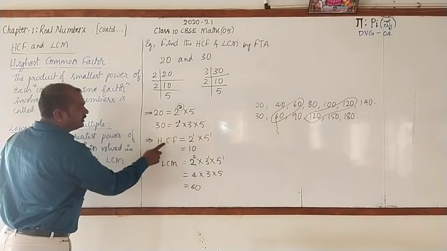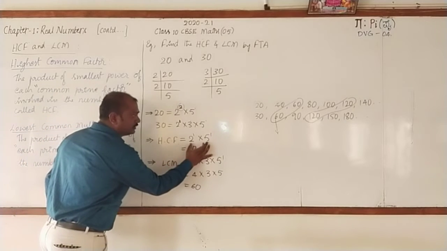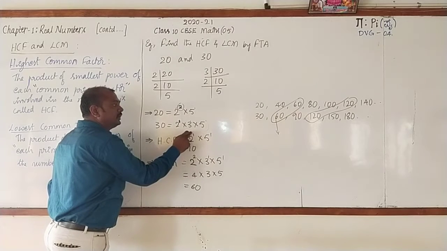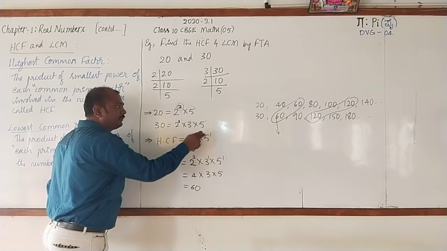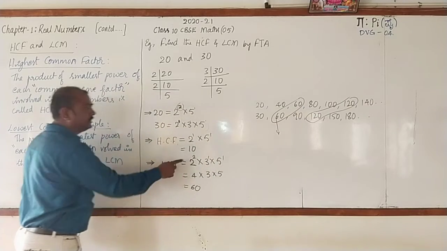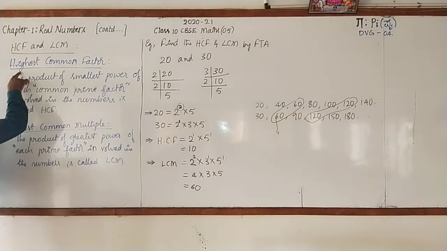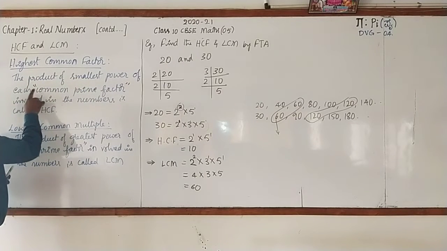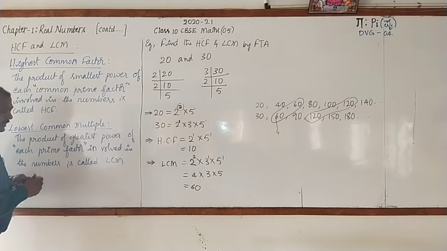See that here for HCF, first we took the common factors, then we took the least power of each common factor. Then we found the product, which is HCF. Here we have written the same definition. Highest common factor: the product of the smallest power of each common prime factor.